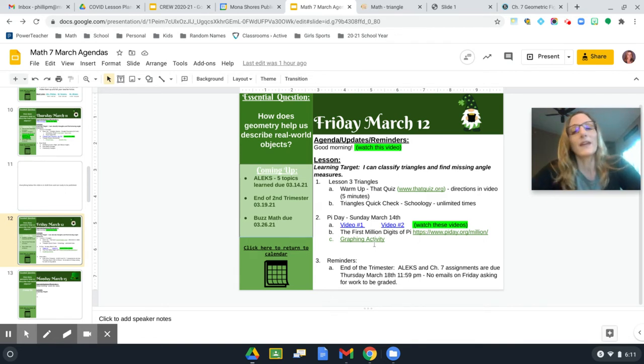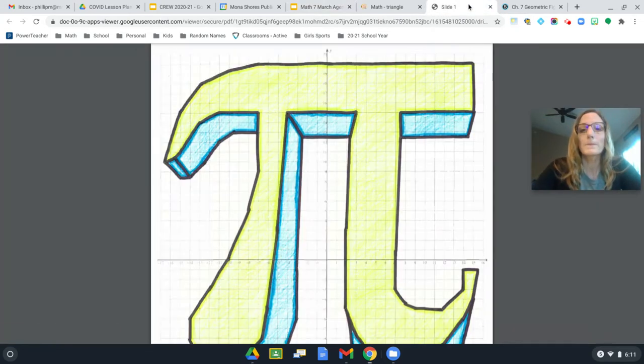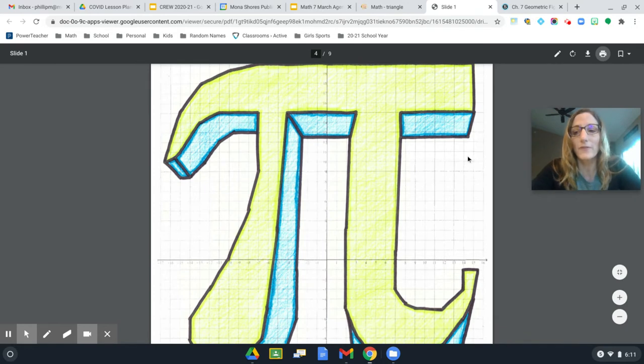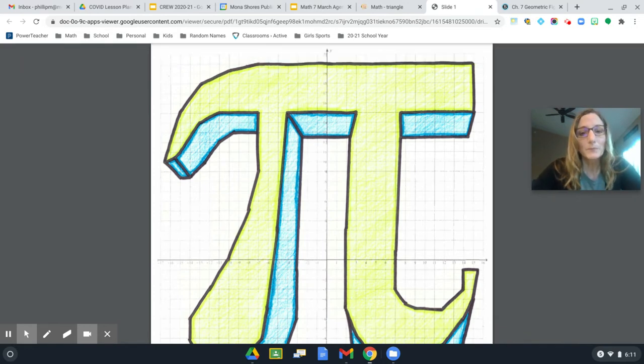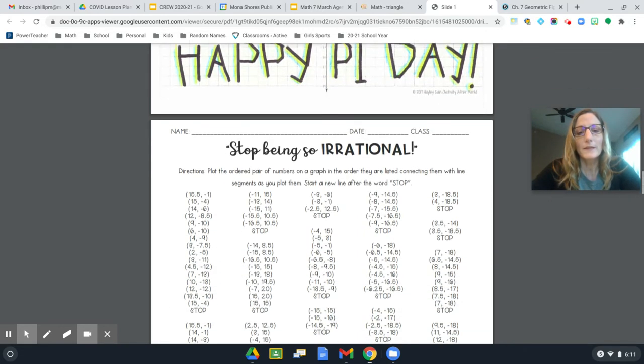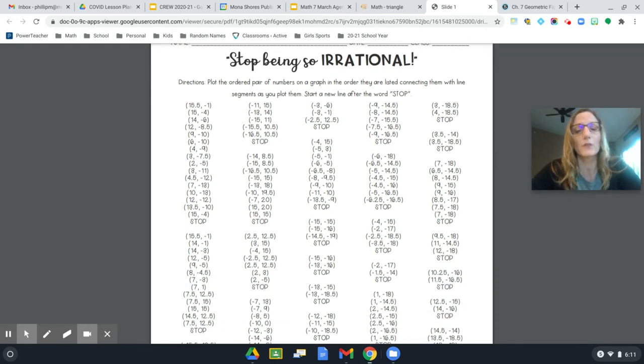After that, there's a graphing activity, and your crew teachers have this. And if you're virtual, you can click on this link, and it'll give you the graphing that you need to do. So it's going to look like this. You're going to graph the pi symbol. And you're going to have this sheet right here with all of your coordinate points that you're going to graph.